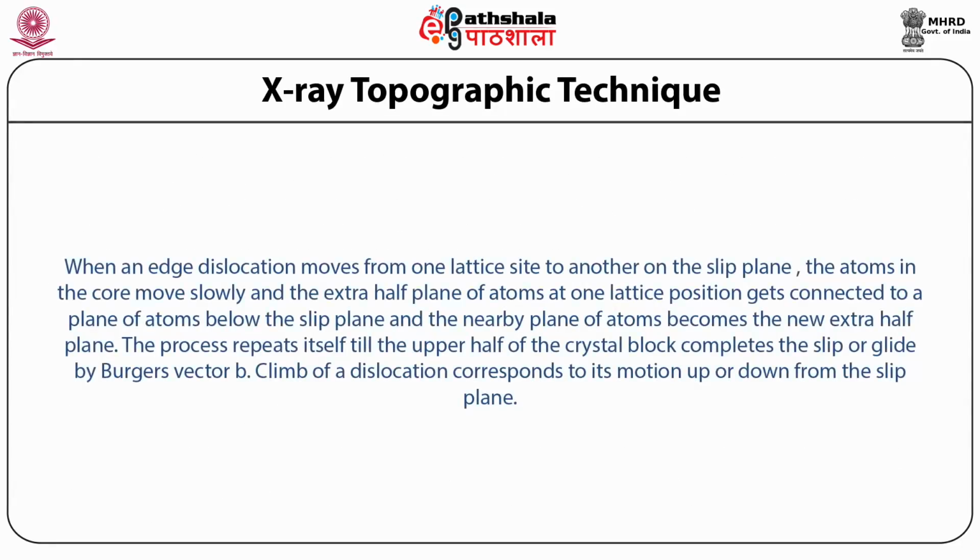When an edge dislocation moves from one lattice side to another on the slip plane, the atoms in the core move slowly and the extra half plane of atoms at one lattice position gets connected to a plane of atoms below the slip plane, and the nearby plane of atoms becomes the new extra plane. The process repeats itself till the upper half of the crystal block completes the slip or glide by Burger's vector b.